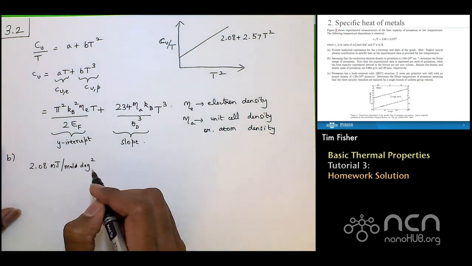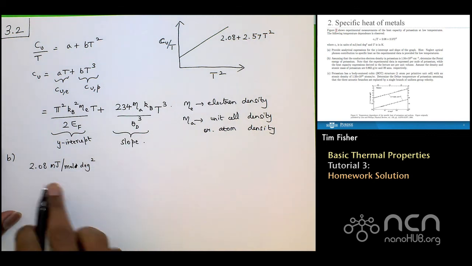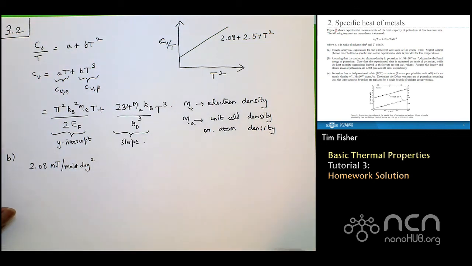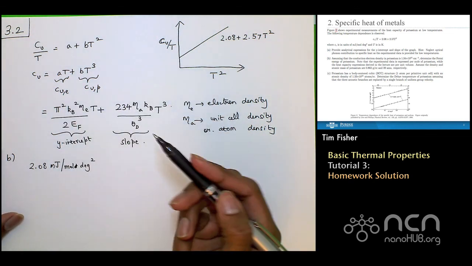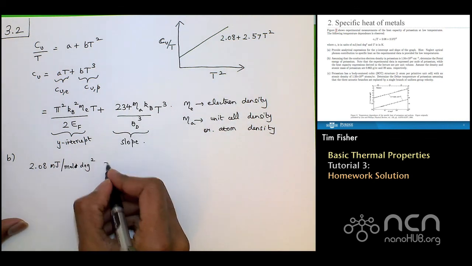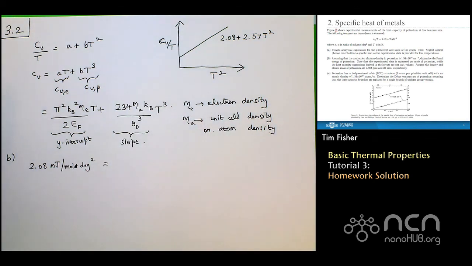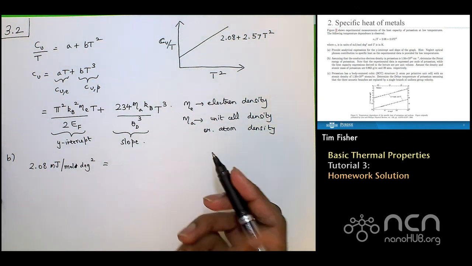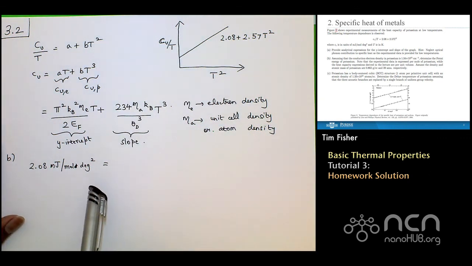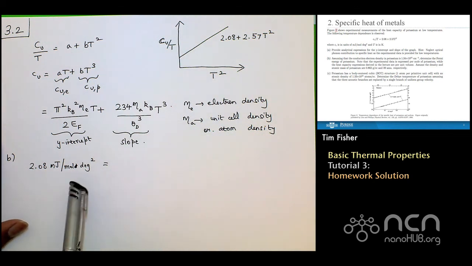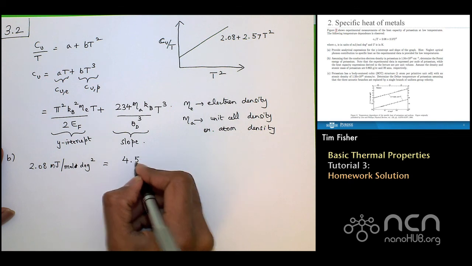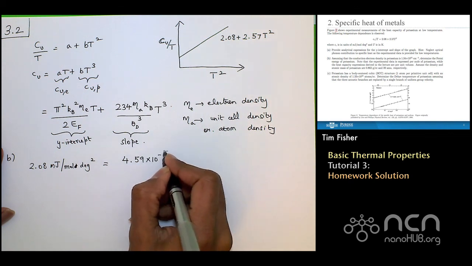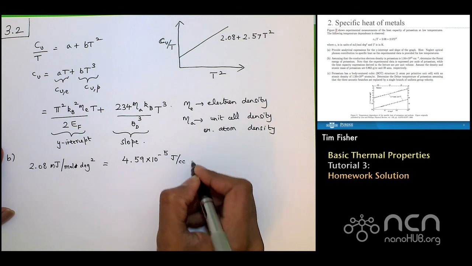Now we need to be a little careful here because these are in units of energy per mole per degree squared, but these specific heat expressions are volumetric specific heats. So we just need to convert this into units of energy per volume per degree squared. That is easy because we know the atomic mass of potassium and the density of potassium is also given in the problem. So if we do that units conversion, this is equal to 4.59 × 10^-5 joule per cc per degree squared.